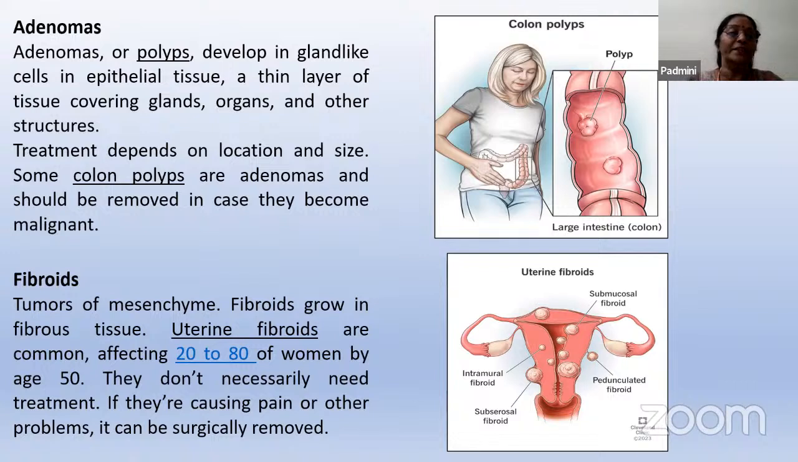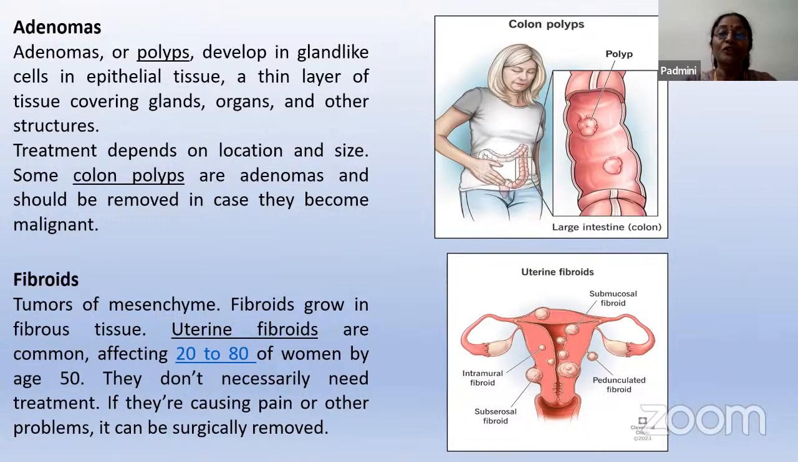First one, you can call it adenomas. So what is this adenomas? The adenomas are polyp-like structures. If you can see in this picture, there's a polyp-like structure in the large intestine. Usually they develop in the gland-like cells in the epithelial tissue, the glands which secrete mucus. So they form these polyps in gland-like cells in the epithelium, a thin layer of tissue covering the glands, organs, and other structures.